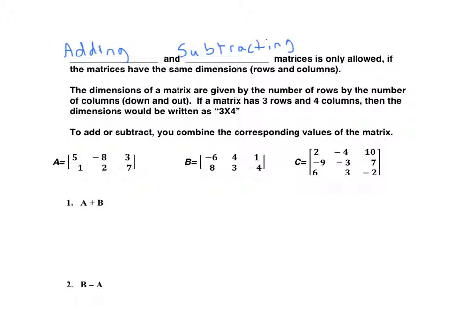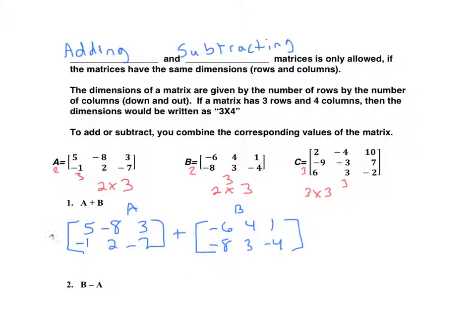In our case, matrix A is 2 rows by 3 columns, so it's 2 by 3. Matrix B is 2 rows by 3 columns, so 2 by 3. And matrix C is 3 rows by 3 columns, so the dimensions will be 3 by 3. I'm going to go ahead and write down matrix A and B for number 1.